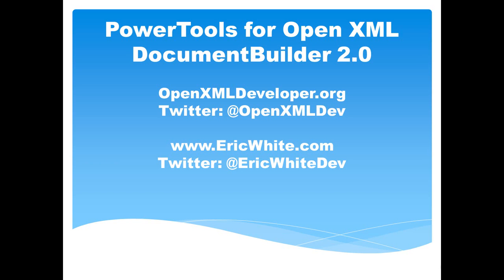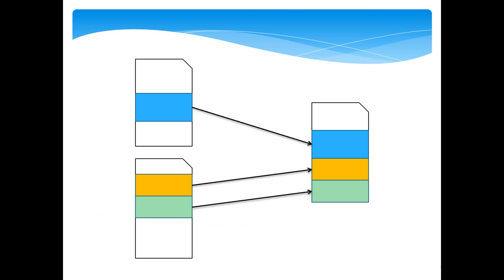Document Builder is a class that is part of Power Tools for OpenXML. One of the problems that faces developers who work with OpenXML is that of composability. Developers want to take pieces of multiple documents and compose a new document from those pieces. The problem is that document formats by nature are interrelated.